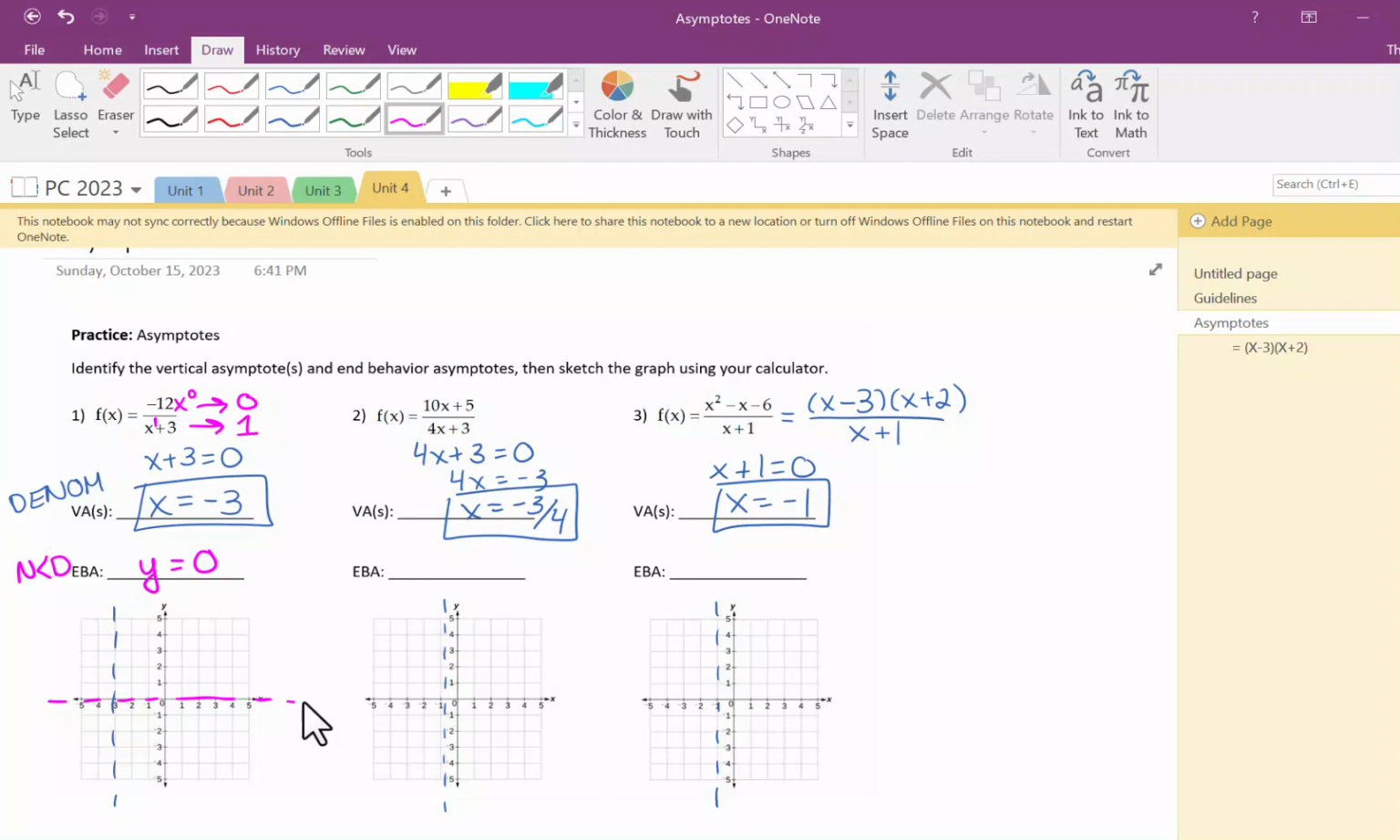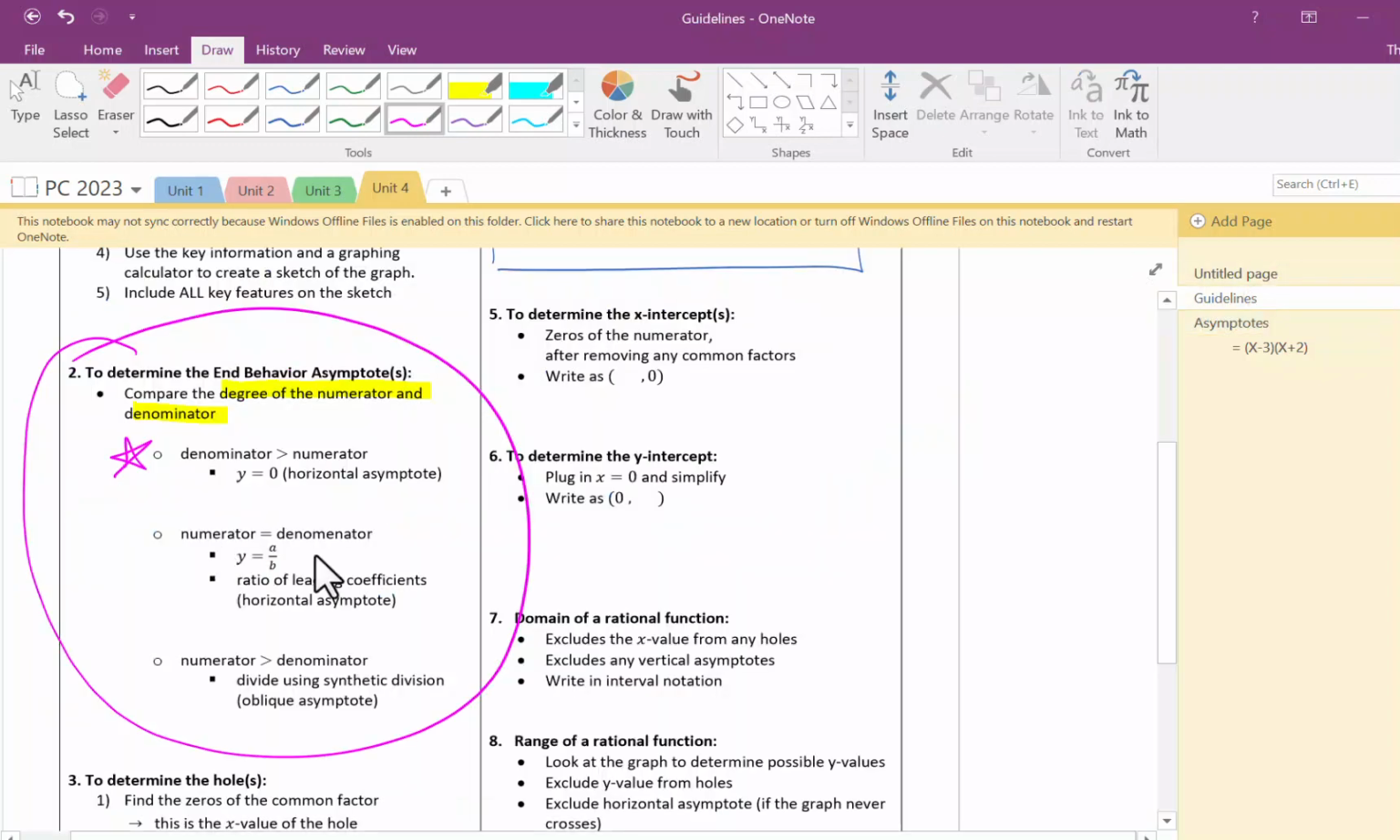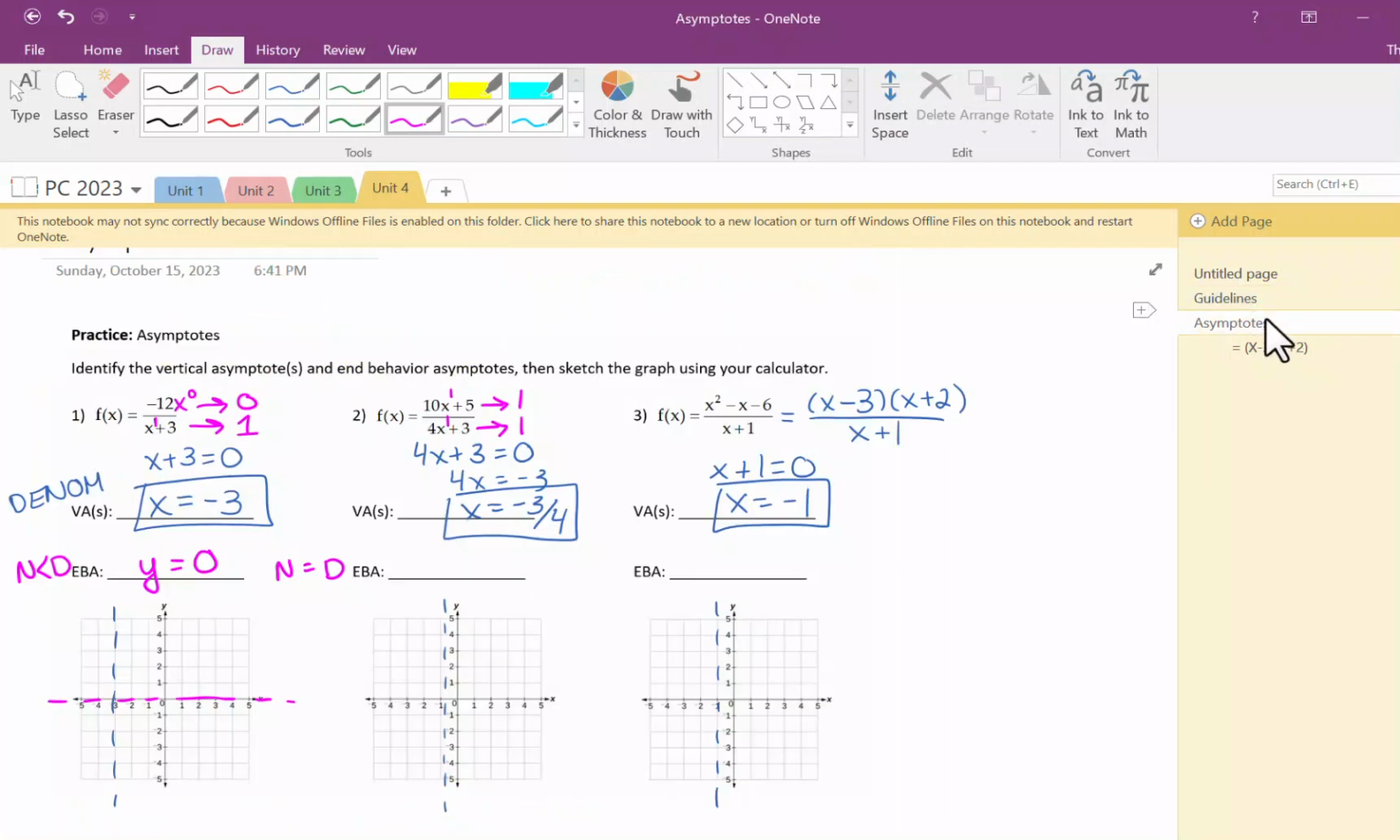If we look at number 2, again, the degrees now are equal. Both of them are going to be a degree of 1, right? So my numerator degree is going to be equal to my denominator degree. So if we go back to those guidelines, when the degrees are equal, our end behavior asymptote is the ratio of the leading coefficients. So we talked a lot about leading coefficients in our last unit. So our leading coefficients are the number that's in front of the variable with the highest degree in both the numerator and the denominator.